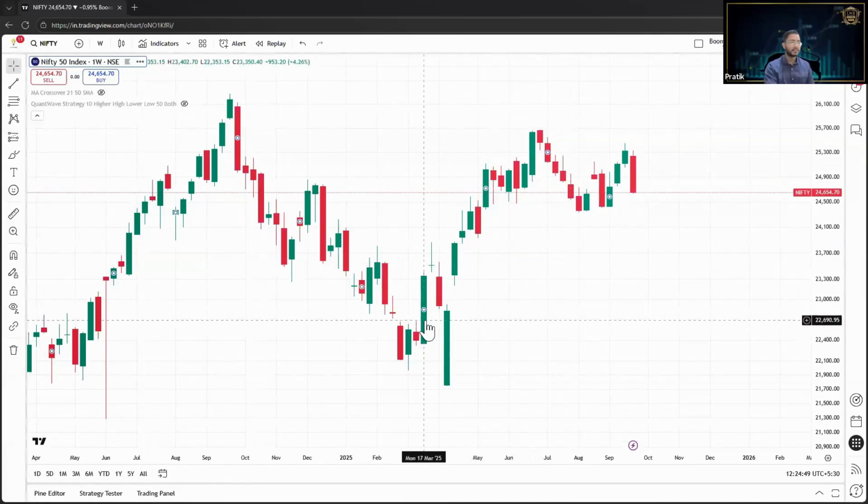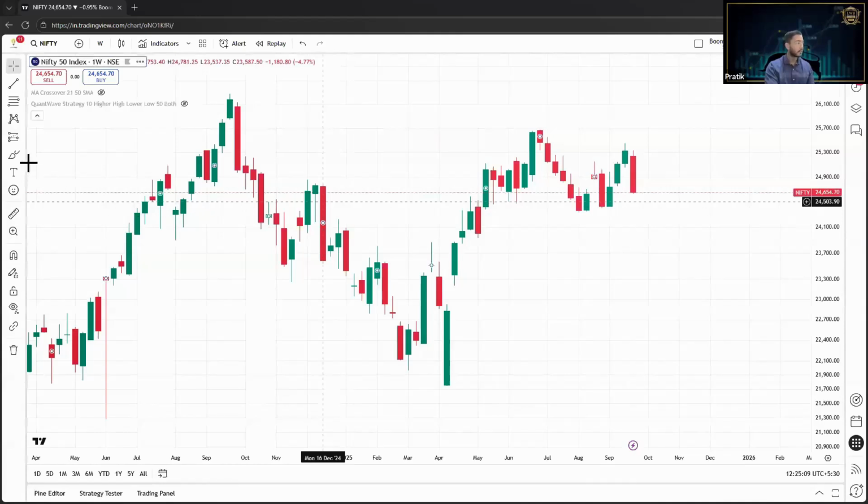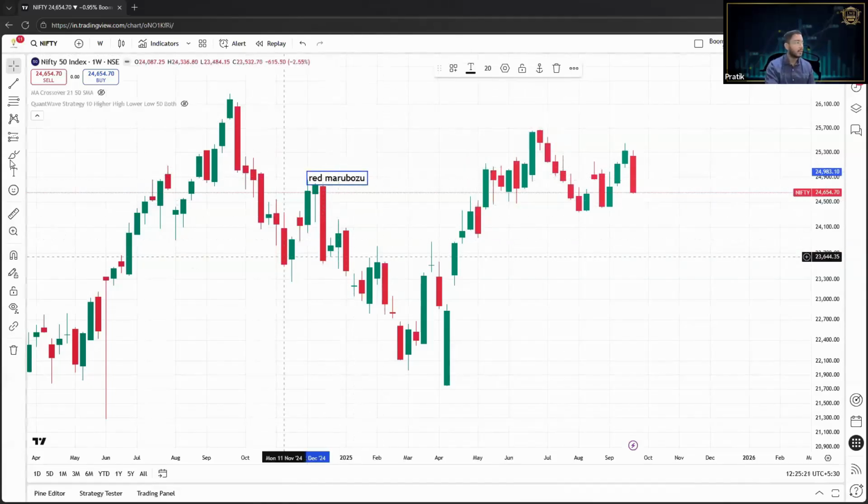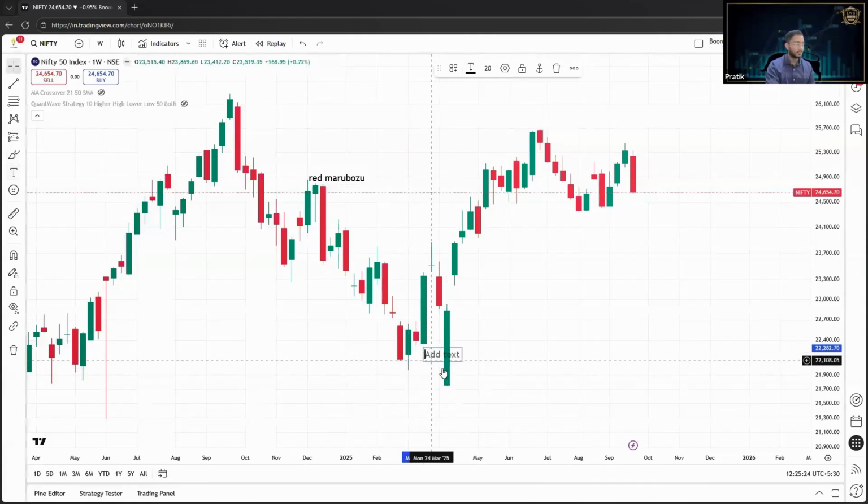Can I say this is a bullish Marubozu? Yes, there is a little hair, but compared to the body, it's nothing. Can I say this is a red Marubozu? And this one is a green one.